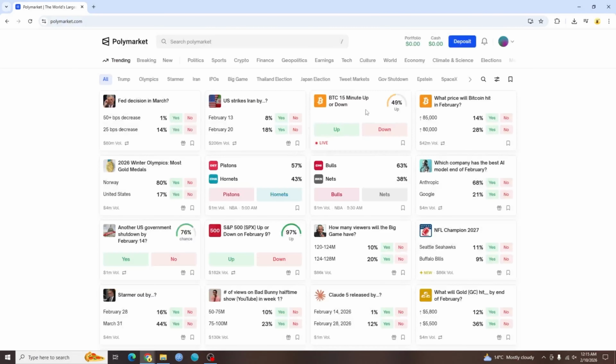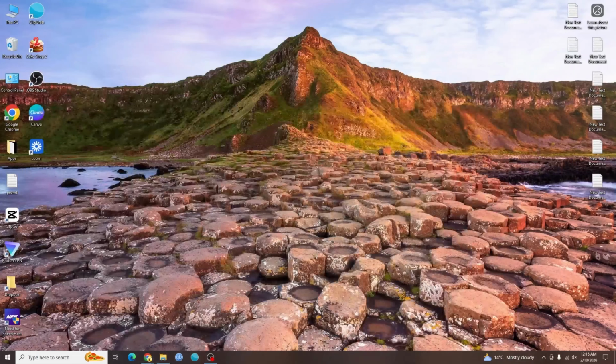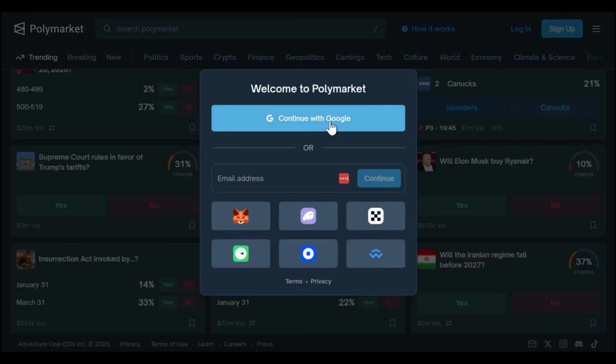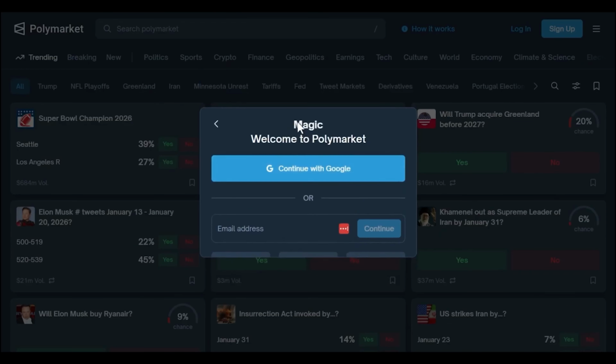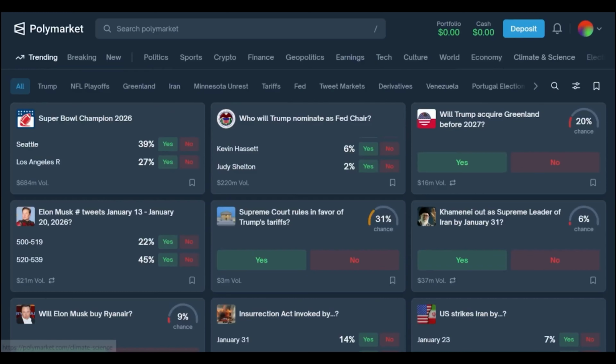Let's get you set up on Polymarket. This is going to take less than 2 minutes. First, you can sign up using your Google account or by using an email address. You'll also see the option to connect a wallet. Polymarket is a decentralized platform, so you'll need a Web3 wallet, such as MetaMask, OKX Wallet, Coinbase Wallet, or WalletConnect. For this tutorial, sign up using Google. After that, you'll be redirected to the Polymarket dashboard.